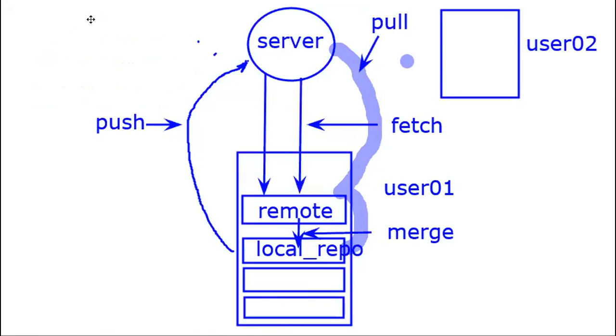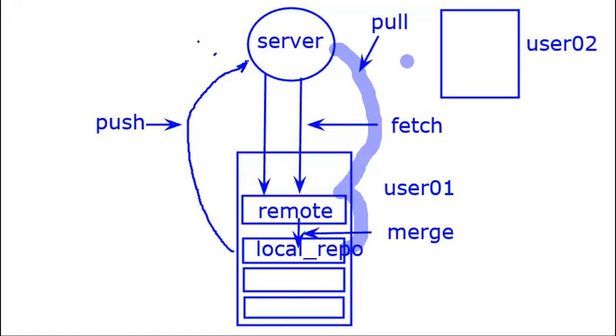So is the process clear? What is the push? Push is to send the files to the server. What is the pull? It's the direct method. And what is the second method? Fetch and merge, which is the indirect method.